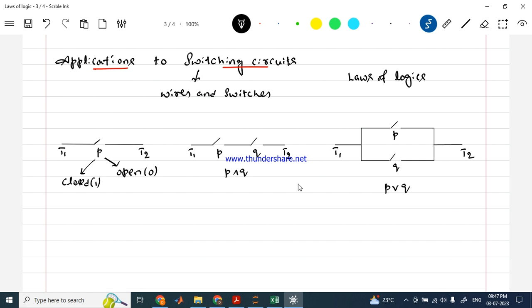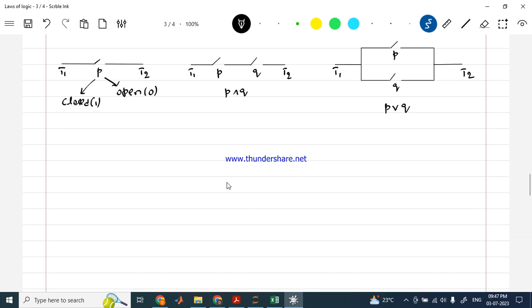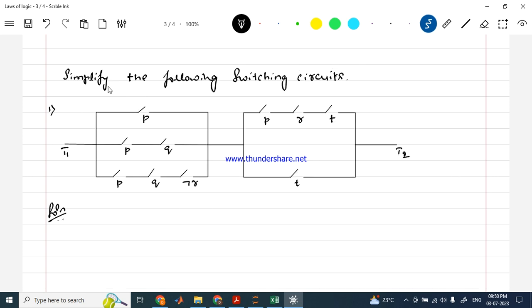Now let me try to understand how to simplify the given switching circuit with the help of laws of logic. Simplify the following switching circuit. Under this heading, the main task is writing a logical expression representing this switching circuit. We can note that here the switching circuit is basically made up of two circuits connected in series. These two are connected in series.